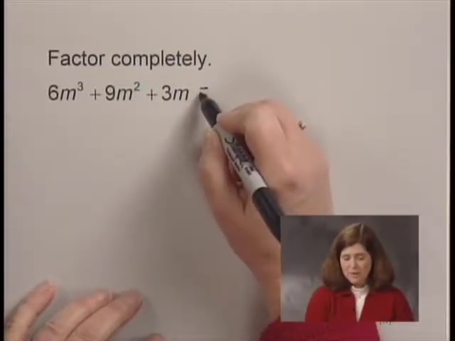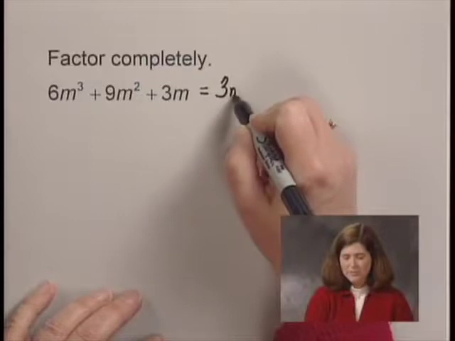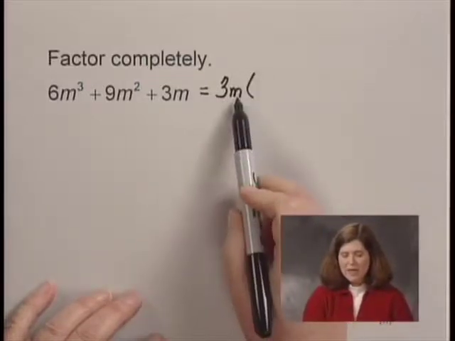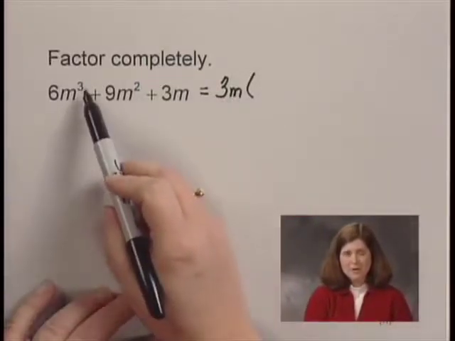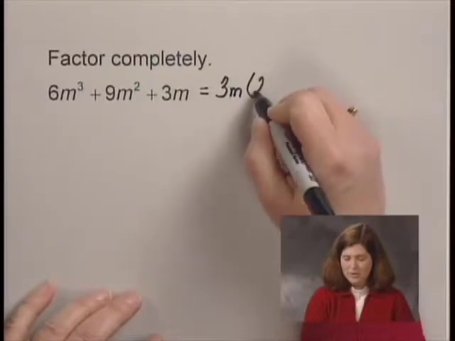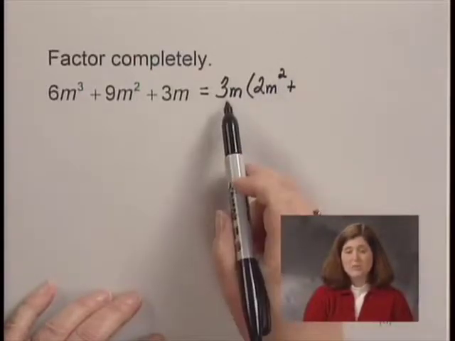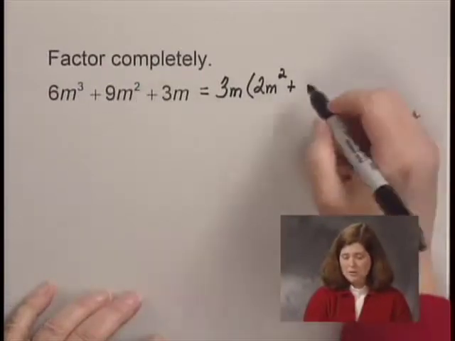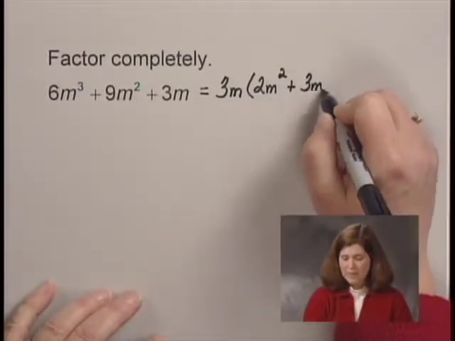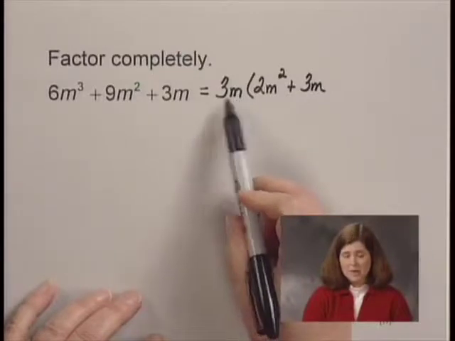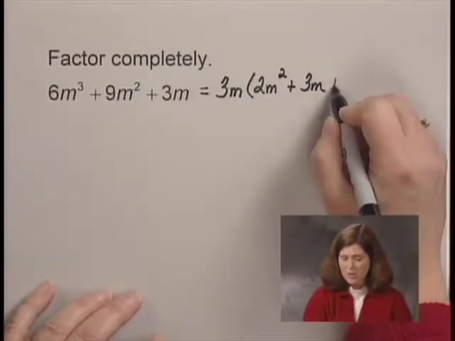To factor out a 3m, I write the common factor, and then I think 3m times what is 6m cubed? That would be 2m squared. 3m times what is 9m squared? That would be 3m. And 3m times what is 3m? That would be 1.